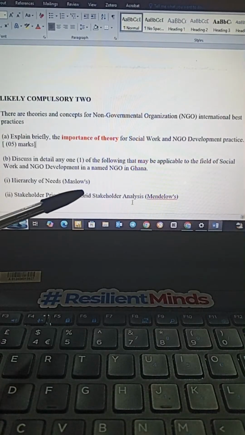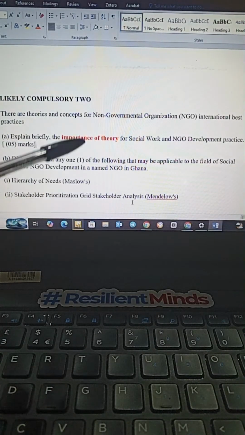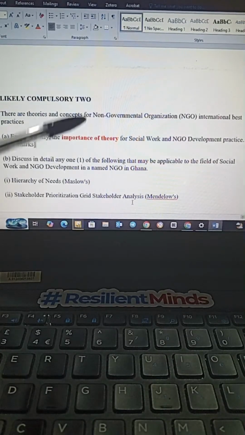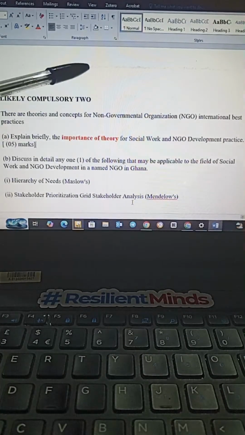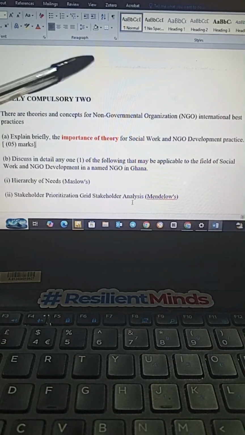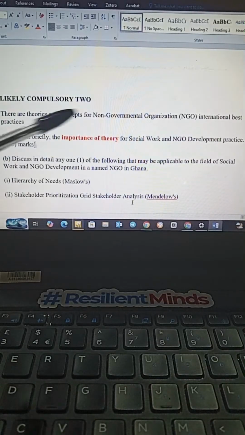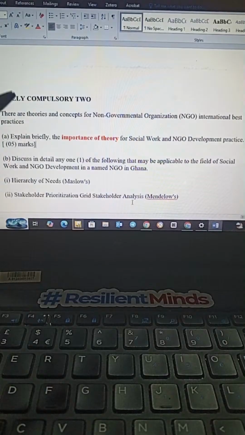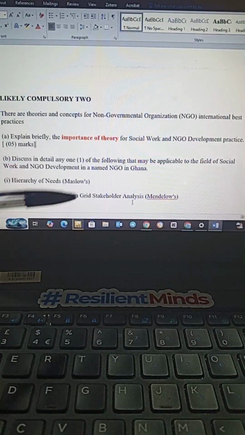So the bottom level is what? Physiological needs. The next is what? Safety needs. We have love and belonging. We have self-esteem and self-actualization. I know you know it, so I don't even have to talk about it later. Just draw the pyramid and label it nicely. That's another step, because every step has a mark.